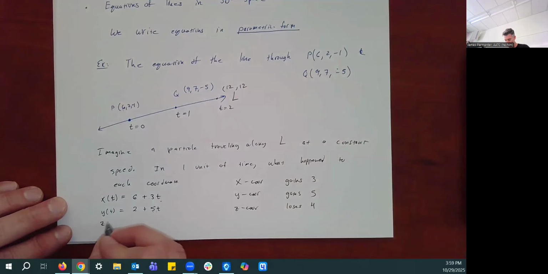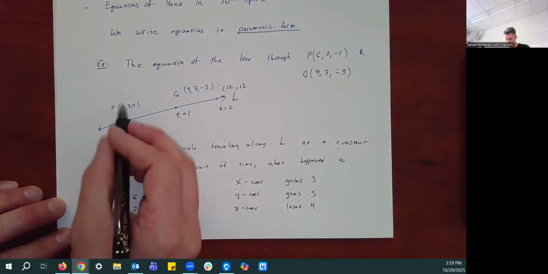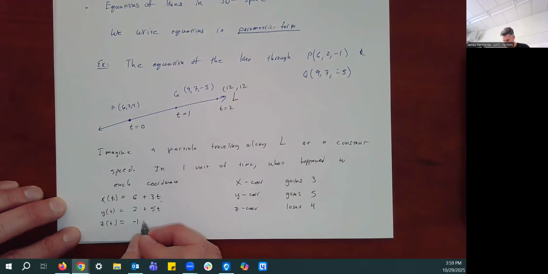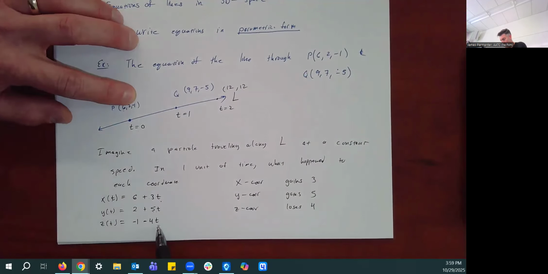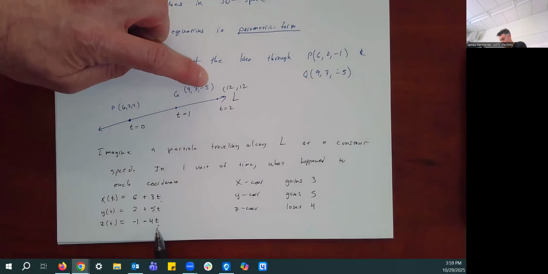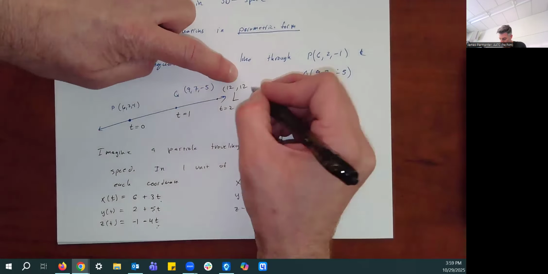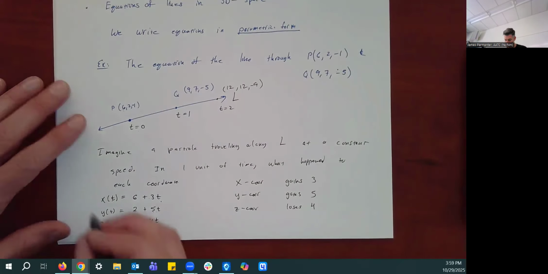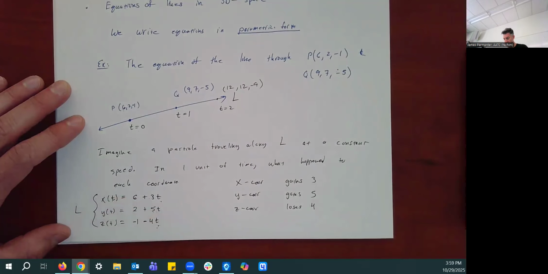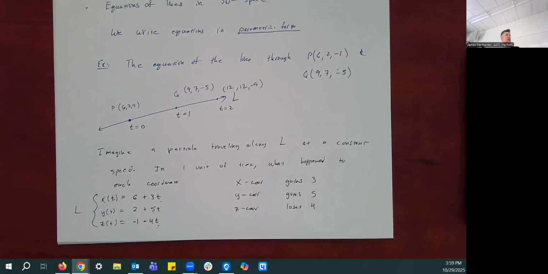And finally, the z coordinate is going to be the initial coordinate -1 minus 4 times t. When time is 0, z is -1. When time is 1, z is -5. And when time is 2, z is -1 minus 8, which is -9. And this is how we write the equation of our line L as parametric equations: 6 plus 3t for x, 2 plus 5t for y, and -1 minus 4t for z.